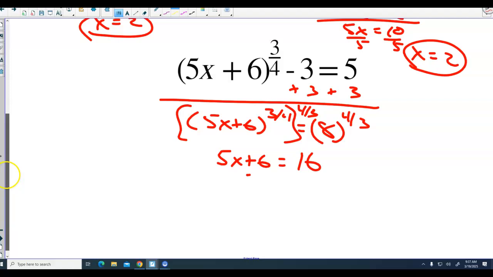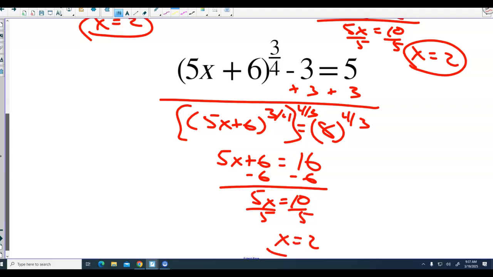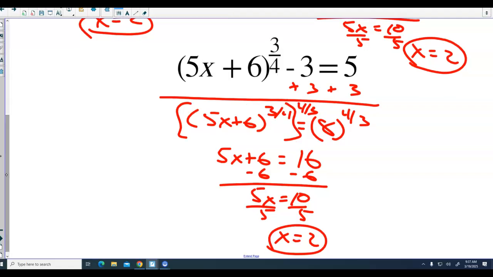We're going to subtract 6 on both sides. 5x equals 10, and we're dividing both sides by 5. X equals 2. It is a coincidence that 2 ended up being the answer all 3 times. Okay. Please don't take that as that's always going to happen.